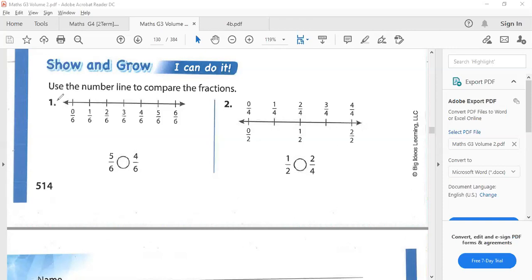So, Taim, question number 1. We need to compare between 5 over 6 and 4 over 6. So, let's circle. This is the number line. We start with 0. This is 0. And this is 1, right? Right.